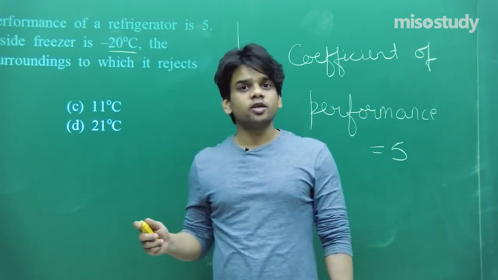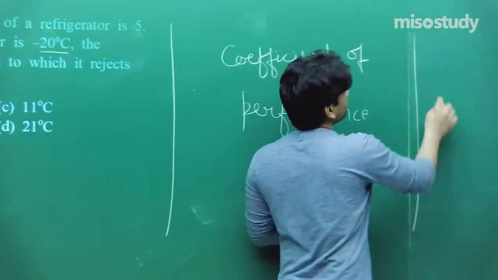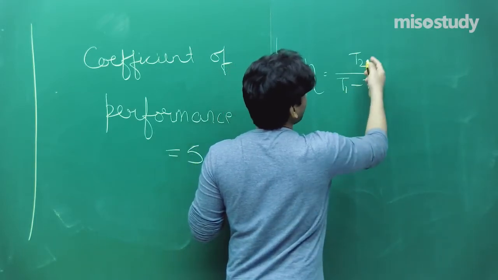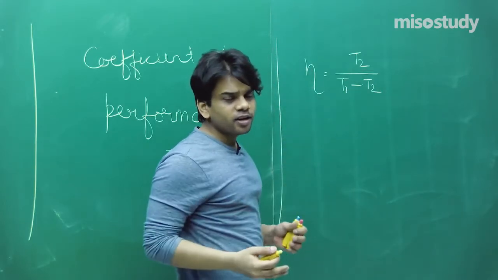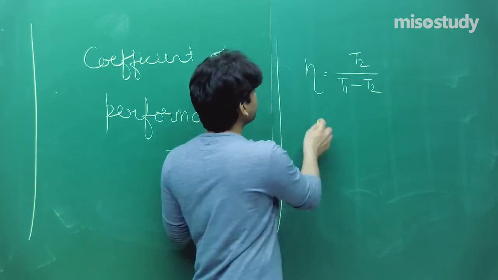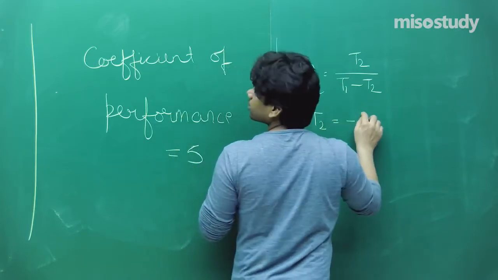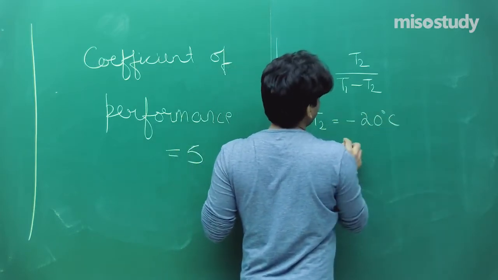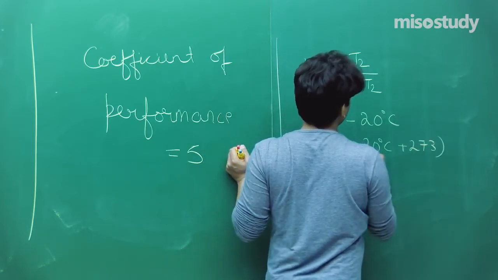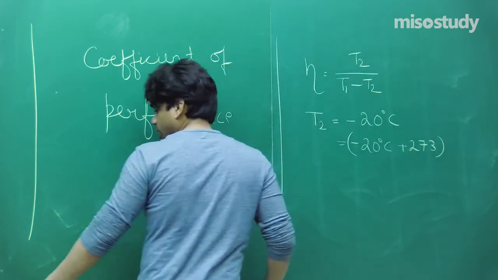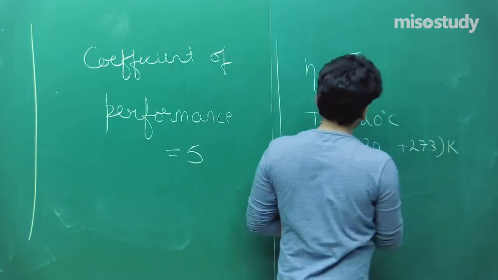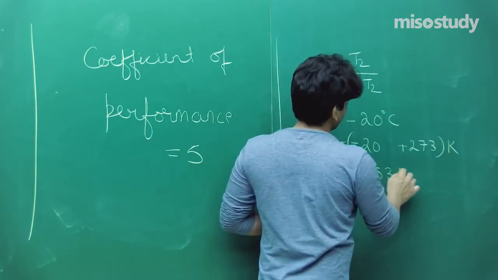Now in case of a refrigerator, the coefficient of performance is eta equal to T2 upon T1 minus T2. T2 is the temperature of the inner part of the refrigerator, that is the reservoir of the refrigerator from where heat is extracted. Here it's given that T2 is equal to minus 20 degrees Celsius. That will be equal to minus 20 plus 273, you will get in kelvins. If you convert the temperature in kelvins, you will get this as equal to 253 Kelvin.